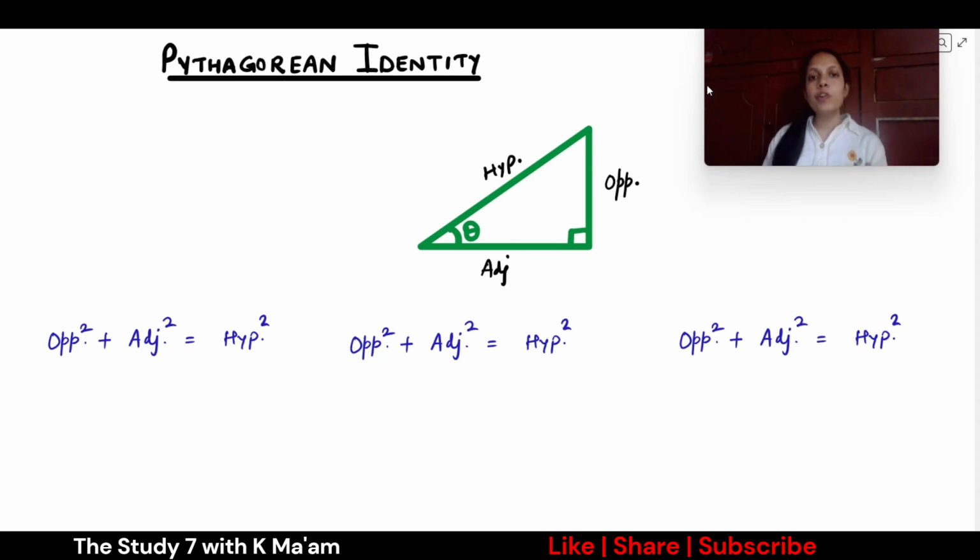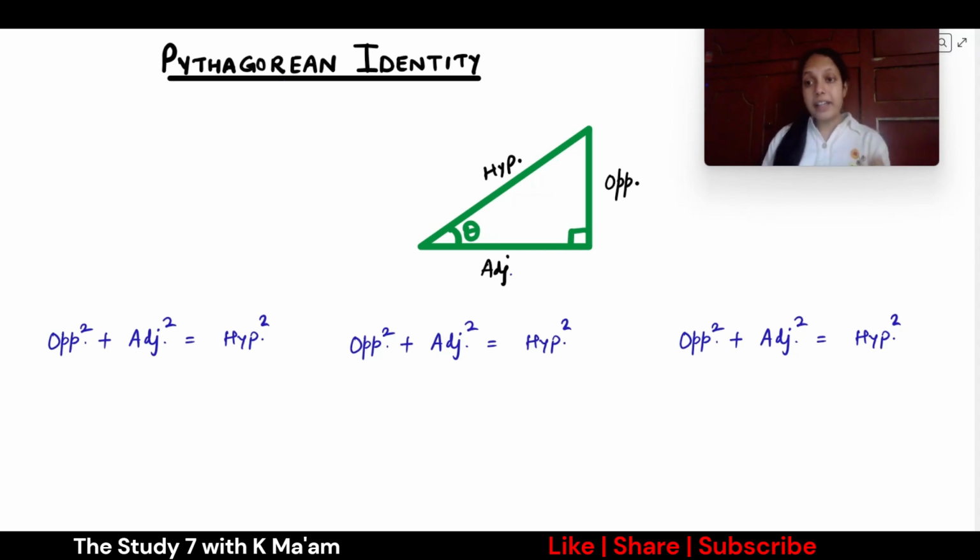Here is a proof of the Pythagorean identity. I draw a right triangle in which this is the opposite side, here is the adjacent, and this is the hypotenuse side. I write the Pythagoras theorem, which is the sum of the squares of the two smaller sides equals the square of the longer side. So I write opposite side squared plus adjacent side squared equals hypotenuse squared.